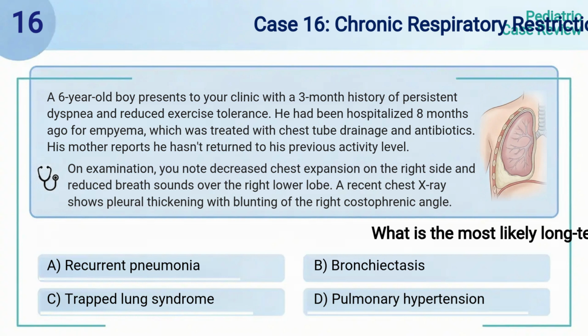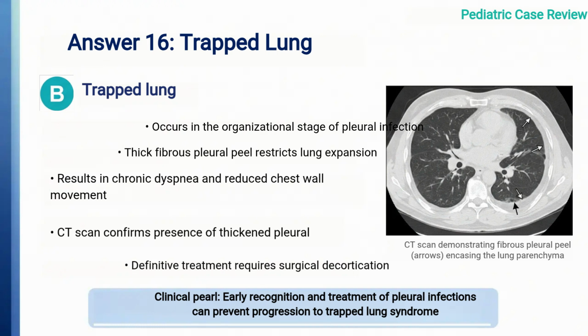What is the most likely long-term complication in this patient? Option A, recurrent pneumonia. Option B, bronchiectasis. Option C, trapped lung syndrome. Option D, pulmonary hypertension. The correct answer is option C, trapped lung syndrome.